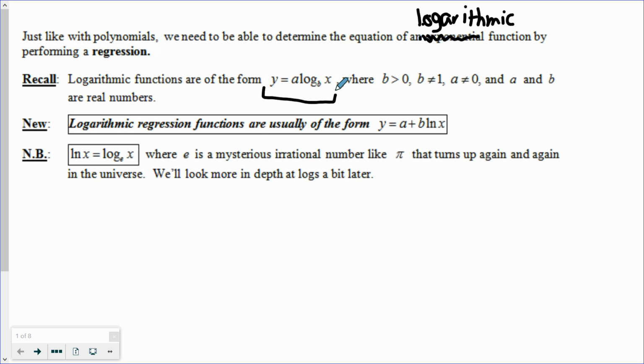So y equals a times the log base b of x, where b is greater than 0, b cannot be equal to 1, and a cannot be equal to 0. So the way that your calculator is actually going to spit out a logarithmic regression is in the form y equals a plus b times, so now instead of log, it says ln of x. I'm going to say it like the word ln, and what it actually is is the natural log.